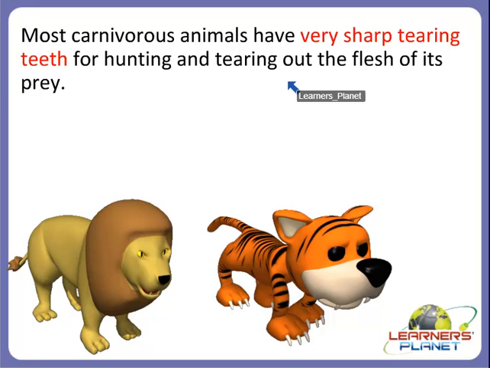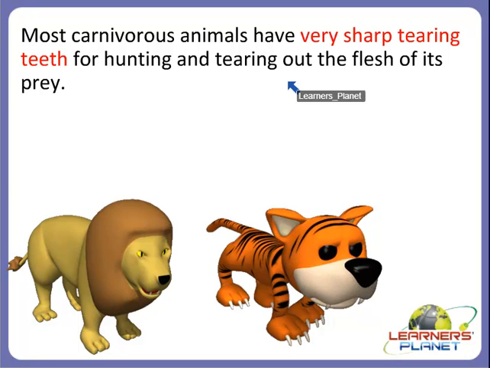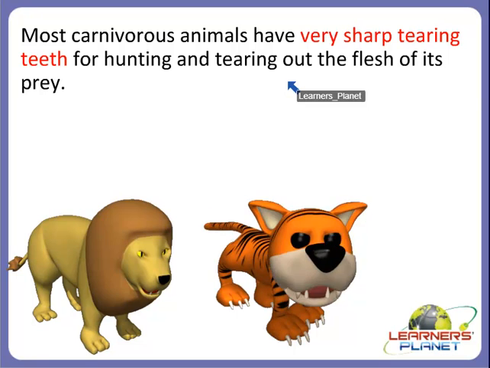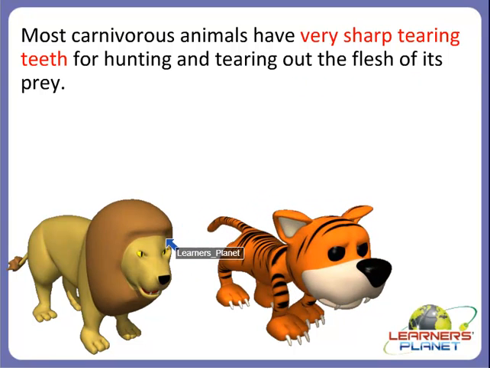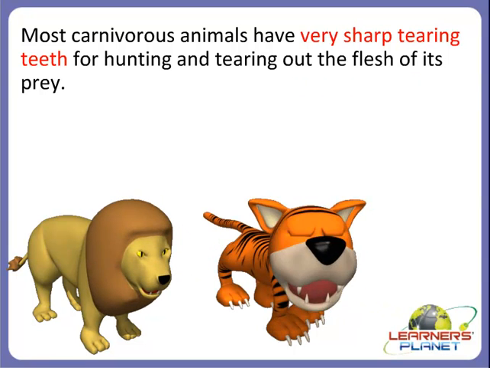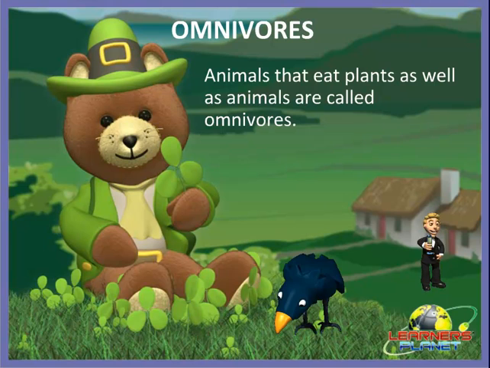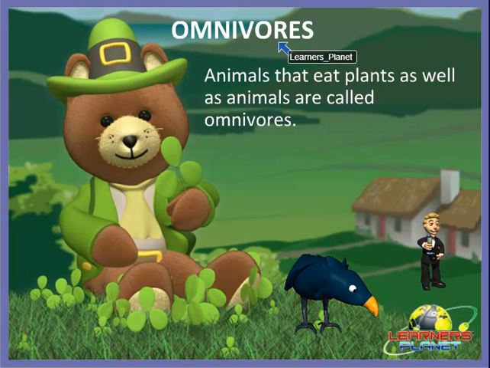Right? So they are the animals that eat the flesh of other animals with the help of their sharp tearing teeth. That is why they are called carnivores. Okay, so this is the picture of carnivorous animals. Now we will study about the third category, that is omnivores.